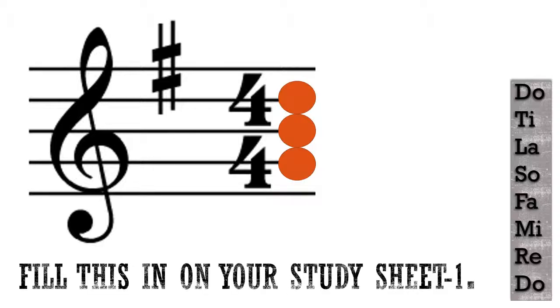Whoop, whoop. On your study sheet, on example 1, first of all, fill in: if do is on a line, then mi is on a line, then so is on a line. And then write these three pitches under example 1, writing these three notes where do, mi, and so are.